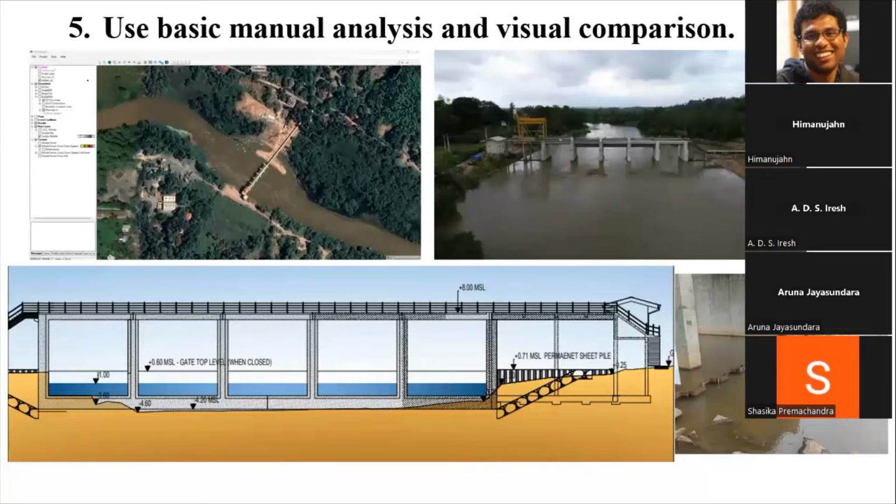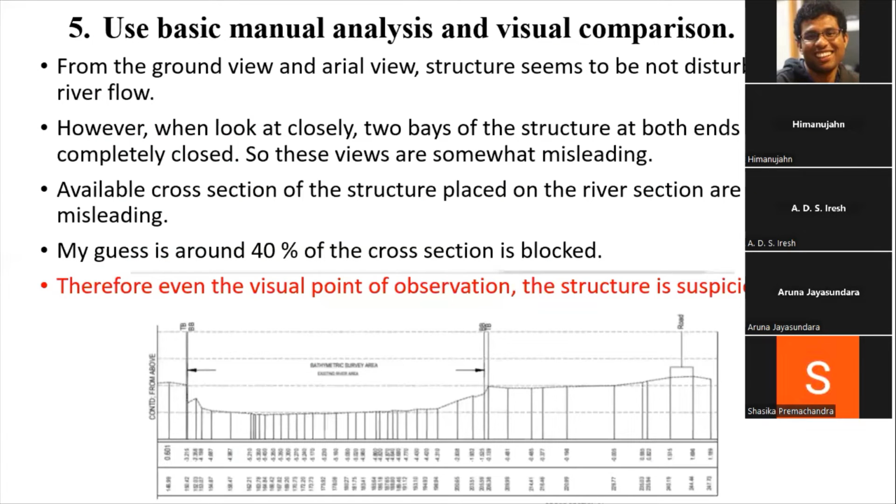So there are 5 gates with the sill at around minus 2.5, whereas before the construction the river bed level was around minus 4.2, and after the construction they have kept the sill level at minus 2.5. So that means that the cross section area has been blocked. About 40% of the cross sectional area is blocked.